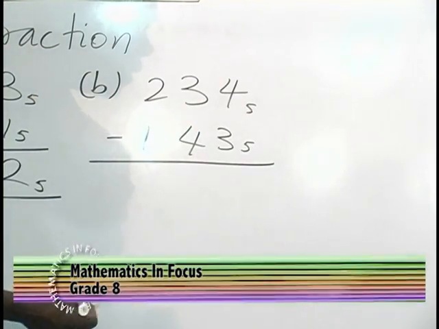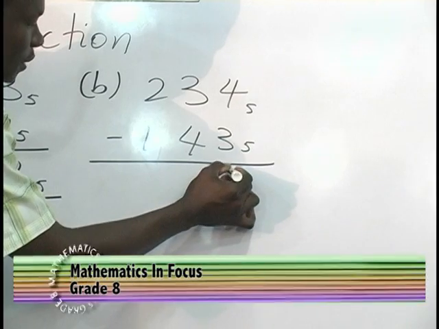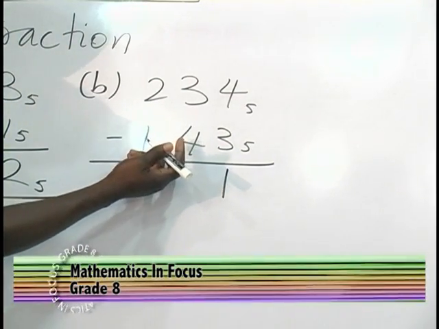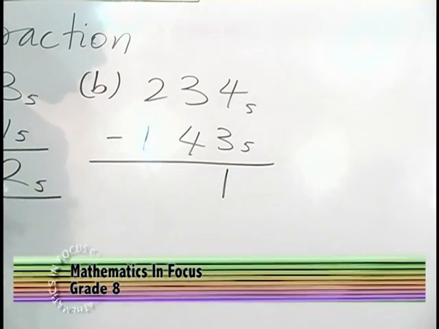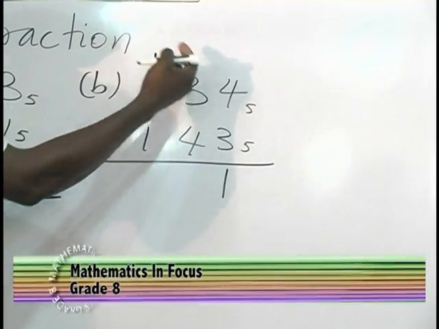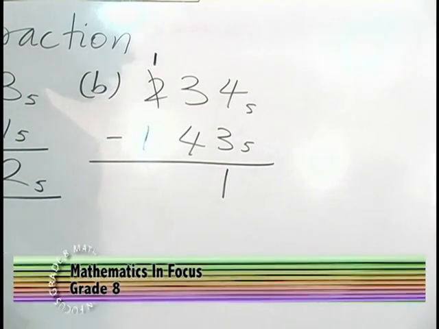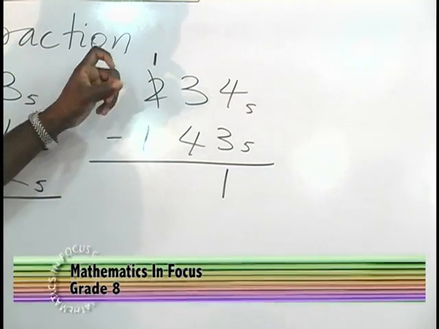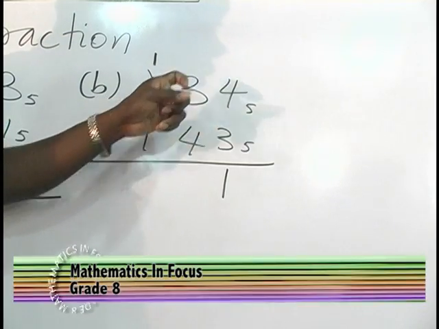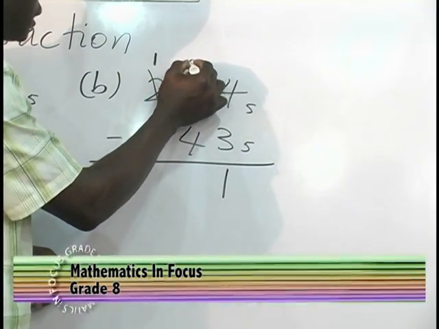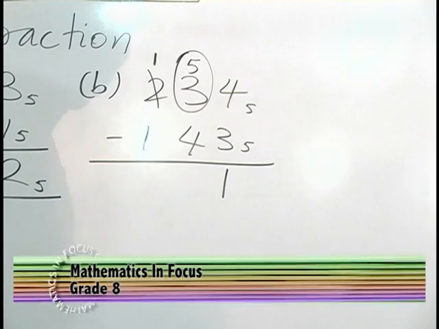3 from 4 will give us 1. So at least we know that we have a 1. So we have 4 from 3. Can't go. So you take 1 from this. This will drop to 1. And when the 1 comes across here, it becomes 8. What base are we dealing with? Base 5. So if you move 1 from here and take it to the next column, it will become 5. So 5 plus this 3 here will give us a total of 8.